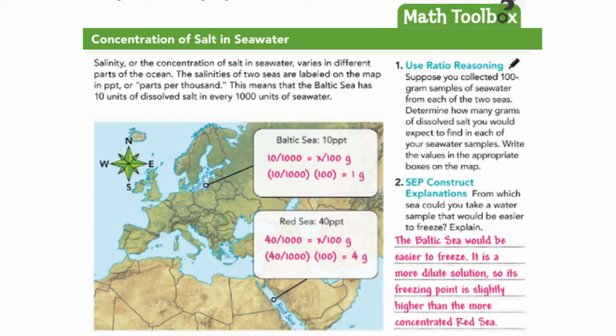Now, from which sea would you take a water sample that would be easier to freeze? Explain. The Baltic Sea would be easier to freeze. It is a more dilute solution, so its freezing point is slightly higher than the more concentrated Red Sea. That's because it has 1 gram as opposed to the 3 more grams in the Red Sea, at 4 grams.